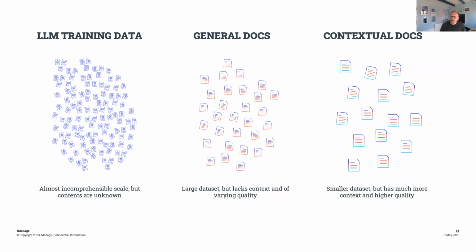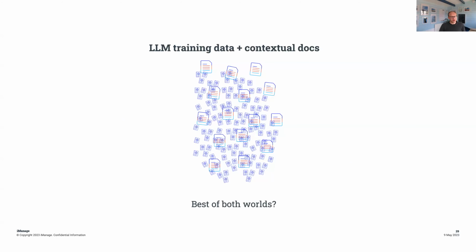So how about the contextual documents? This is a much smaller data set, but maybe we can think of ways to prioritize its use and maybe fine tune some of these models using a very well-organized set of documents of known quality. Maybe that is something that is going to be helpful. So we don't really know the answer to this yet.